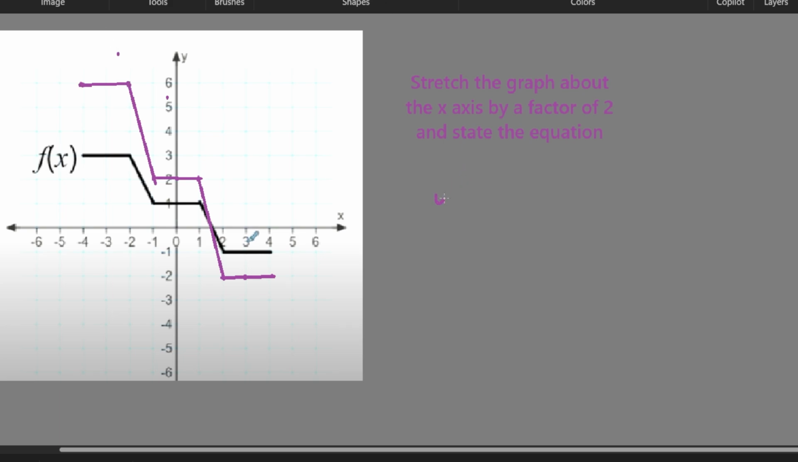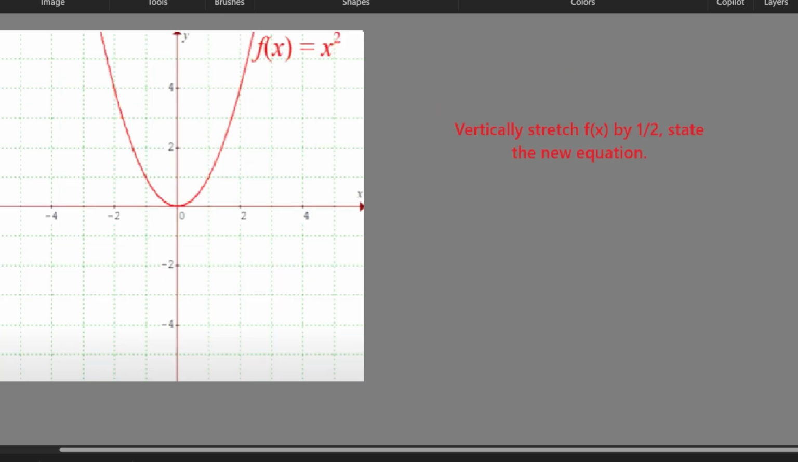And you would just write y is equal to 2f of x, because the y values are being affected, so you put the factor outside the function, not inside, because then you'd be affecting the x values. So now it's telling you to vertically stretch f of x. Well, it's telling you to stretch it vertically. So clearly we're not affecting the x values, as that'd be stretching it horizontally. We're stretching the y values.